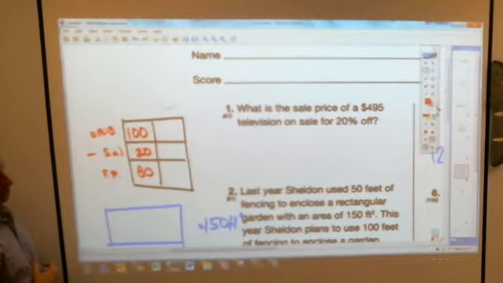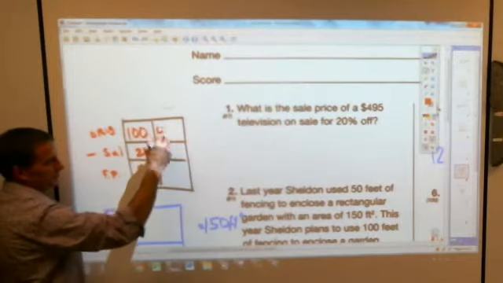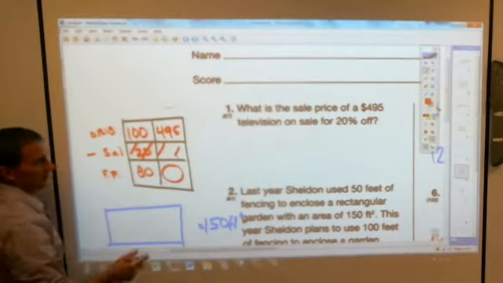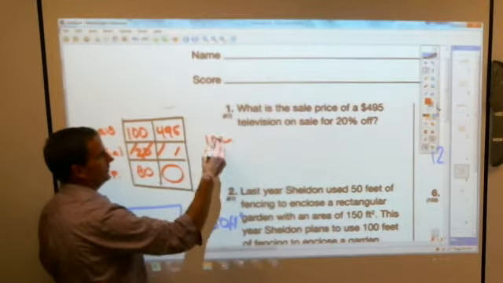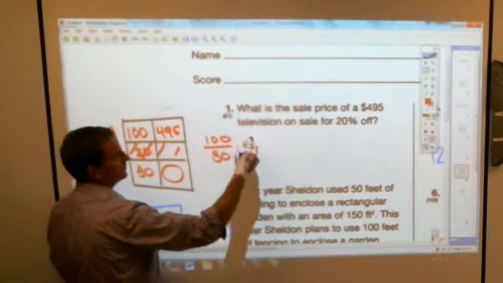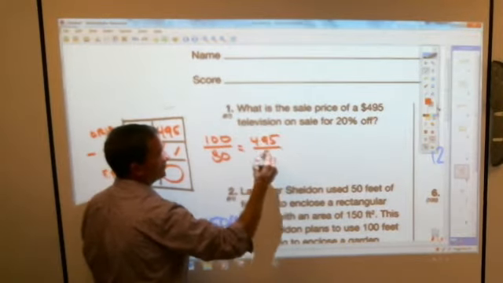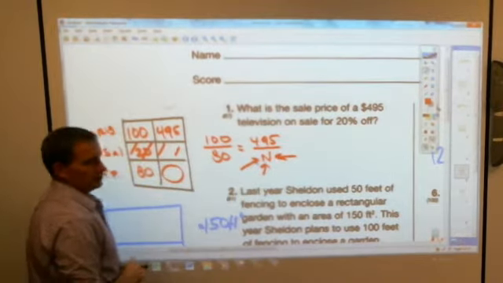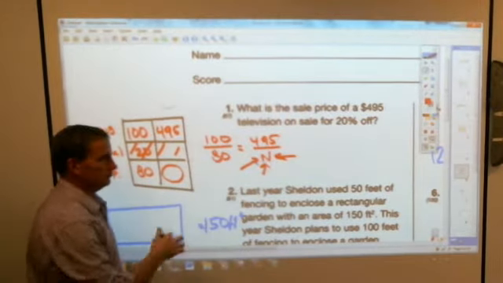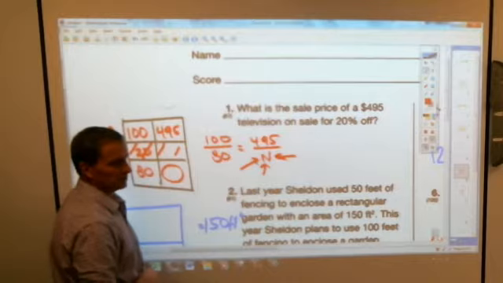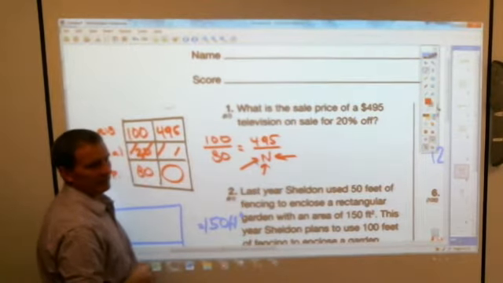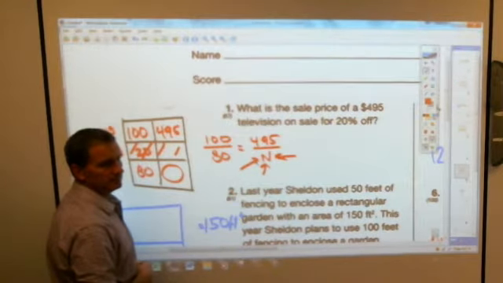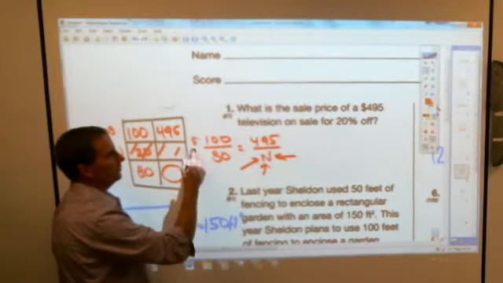What is the sale price? $495 was the original price, and you want this number here. You don't need this per se. So it ends up being 100 over 80 equals 495 over some number. This will be the sale price. Quickest way to do that, Wade? Reduce this fraction, I would. 100 over 80 reduces to what quickly? 10 over 8. Divide them both by 2. 5 over 4.